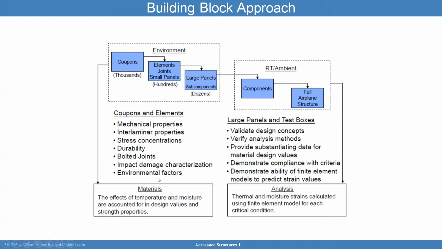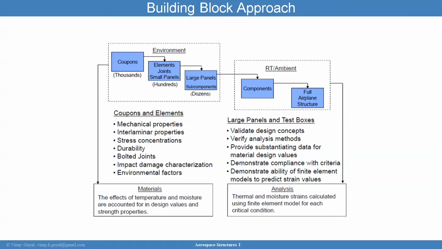And then the environmental factors can include thermal and it can include moisture. And these factors are of extreme importance because they're going to decrease the strength of a composite, for example. And so you want to make sure that when you do the test, that you're really characterizing those environments as well. And so that's why you want to make sure that the strength properties fully account for the effects of temperature and moisture.